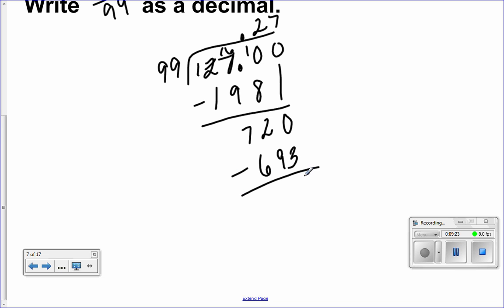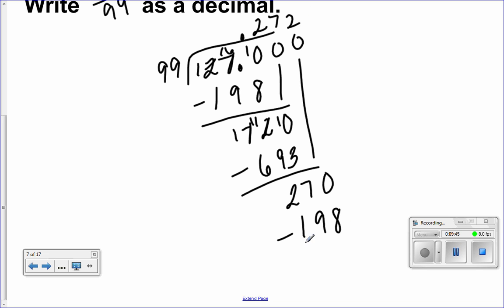693. Again, you want to go through and borrow. Make this 1, make this a 10. I have 7 left over. Need to borrow over here. I have 11. 2 left over. I have to bring down another 0. How many times can 99 go into 270? Well, we know that. It goes in 2 times to get 198. Again, we're going to have to borrow. We realize that we're going to have 72 left over again. Bring down the 0. And we're going to see that 99 can go into 720 up to 7 times.